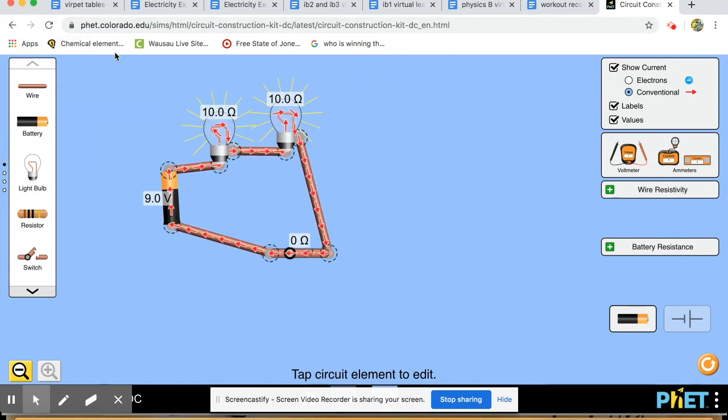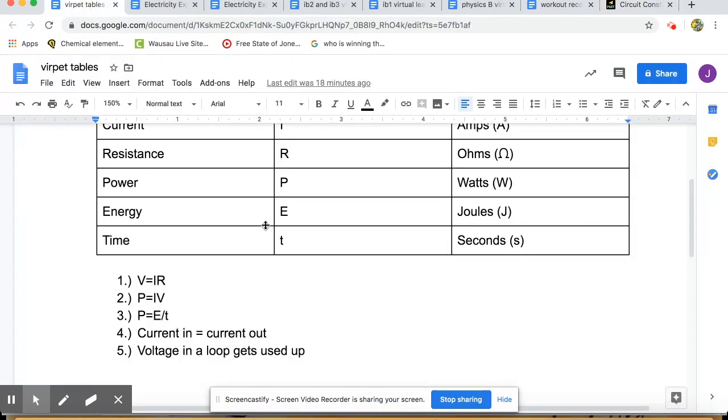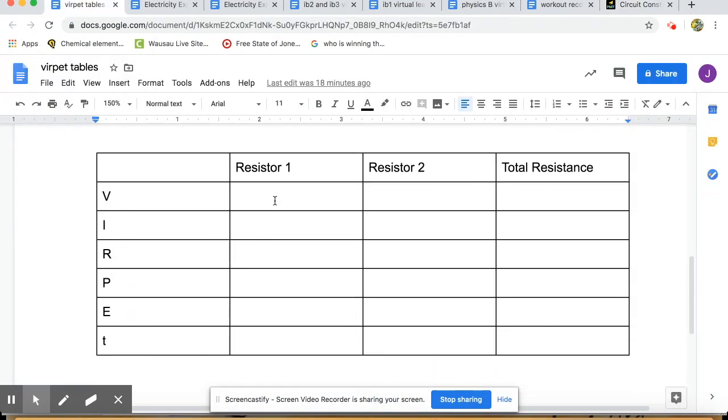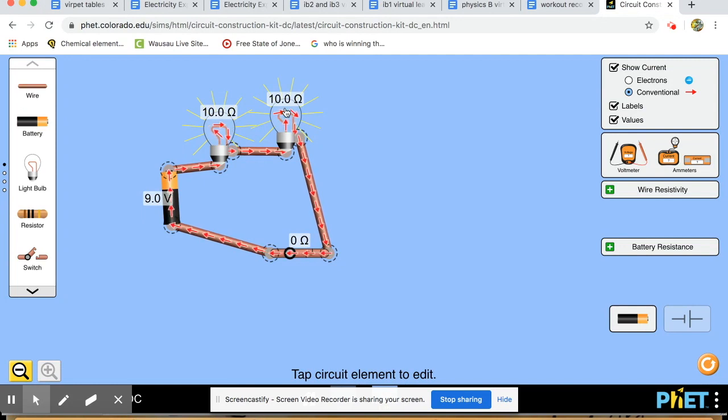So let's get started with this one. What I did was I made a little table here. Since we only have two resistors, I only labeled resistor 1 and resistor 2. It doesn't matter which one's which, you just have to assign. Maybe this is resistor 1, resistor 2, or maybe this is 1 and 2. It doesn't matter as long as you keep them noted.